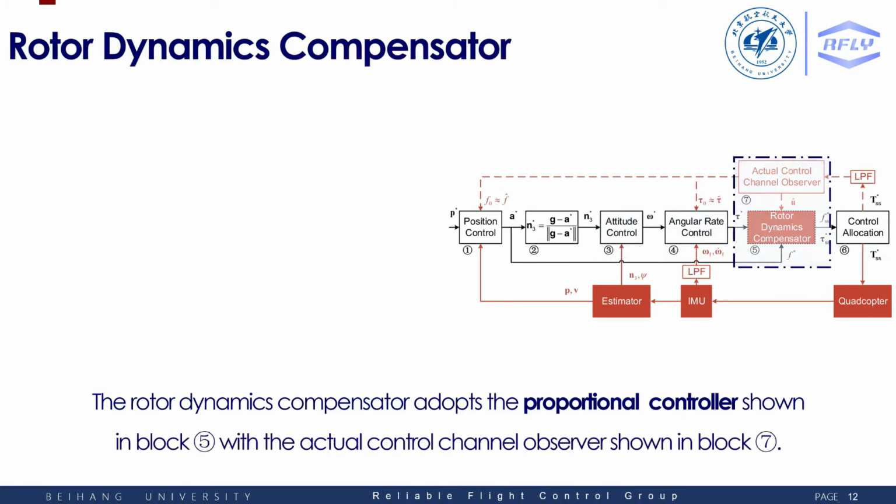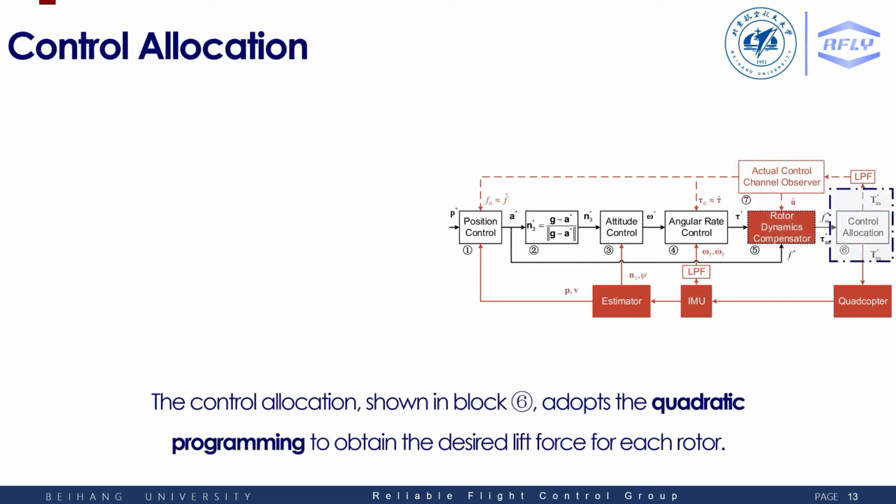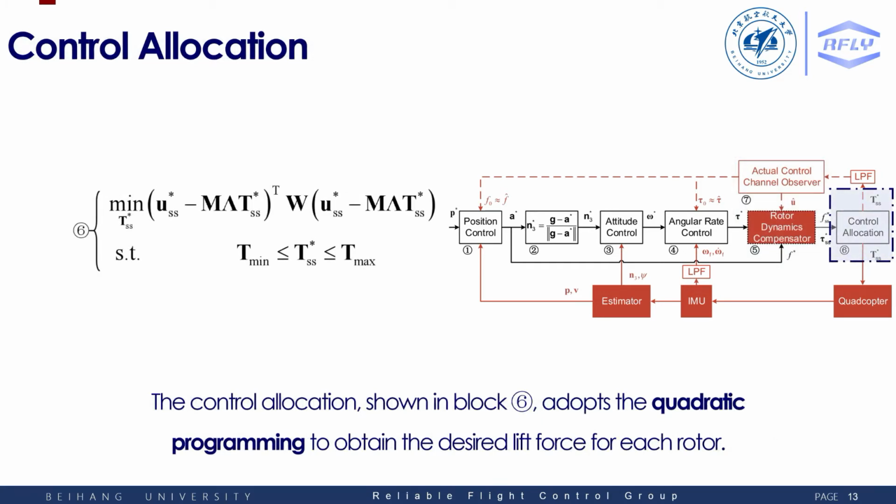The rotor dynamics compensator adopts the proportional controller shown in Block 5, with the actual control channel observer shown in Block 7. The control allocation, shown in Block 6, adopts quadratic programming to obtain the desired lift force for each rotor.